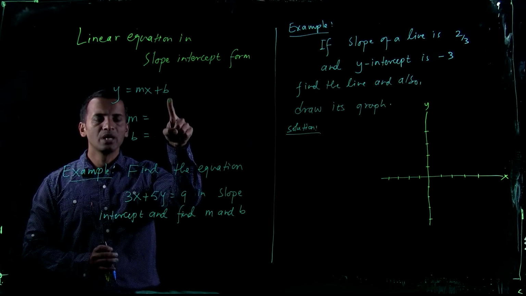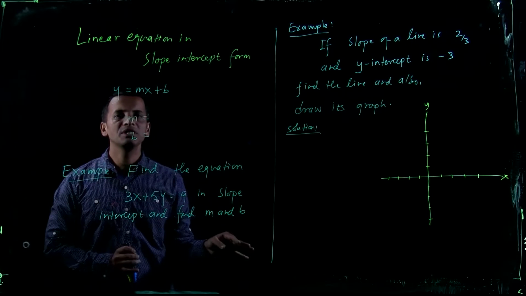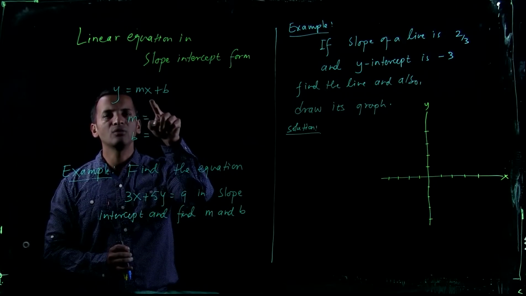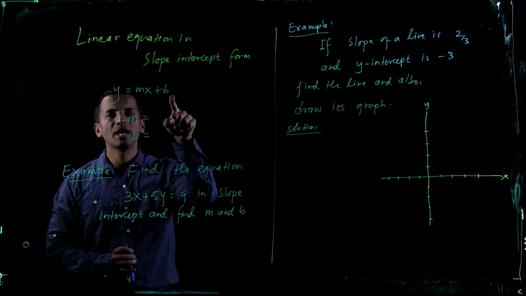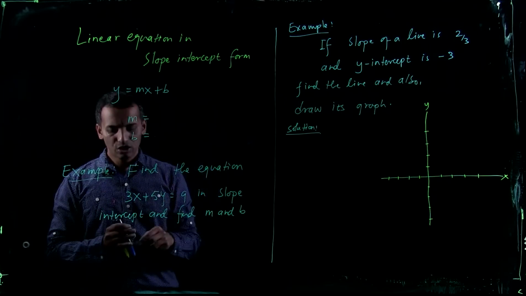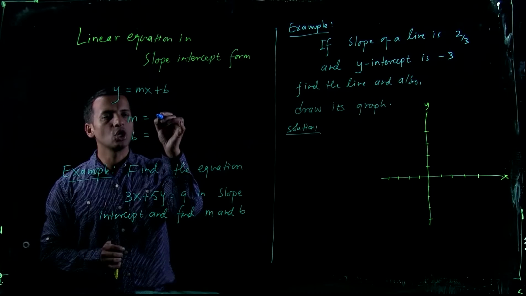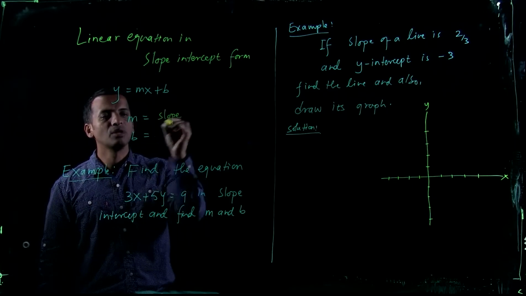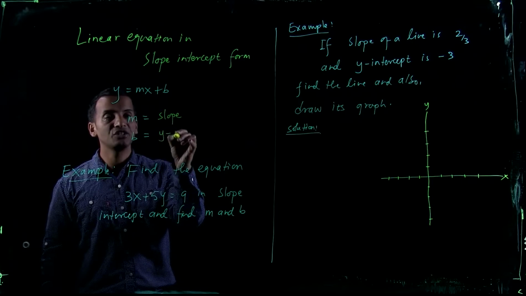Okay, so a line of this form, y equals m times x plus b, is called the slope-intercept form. If any linear equation is given, you first solve it for y and then you can find the slope and the y-intercept. In this case, m is the slope of the line, and b is the y-intercept.